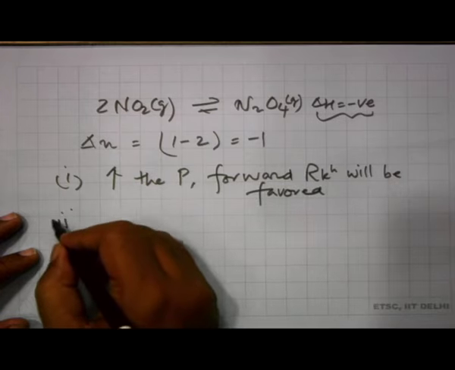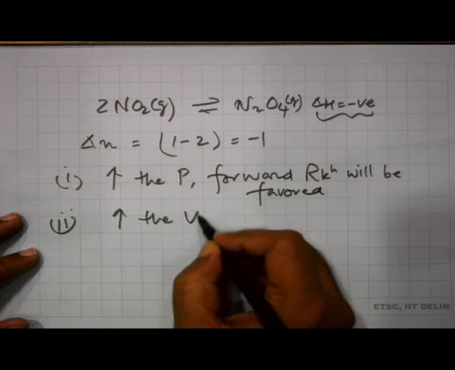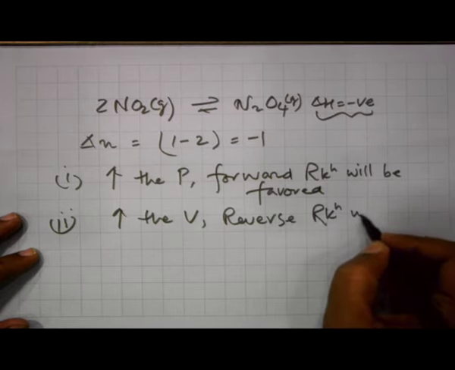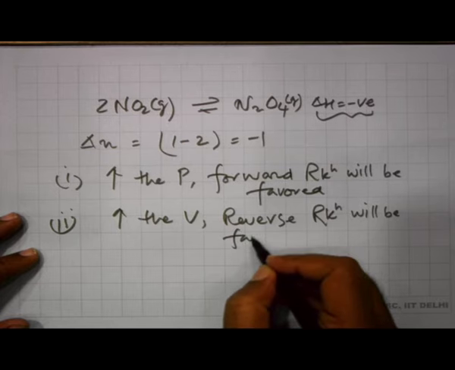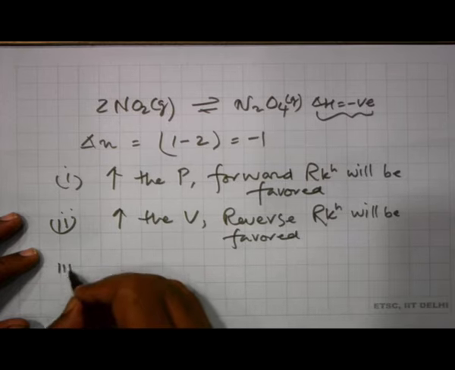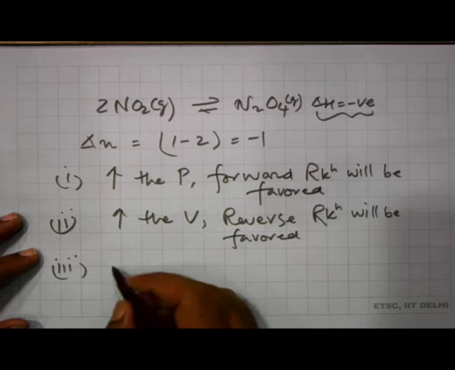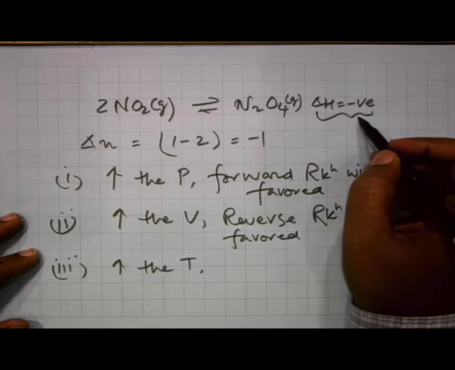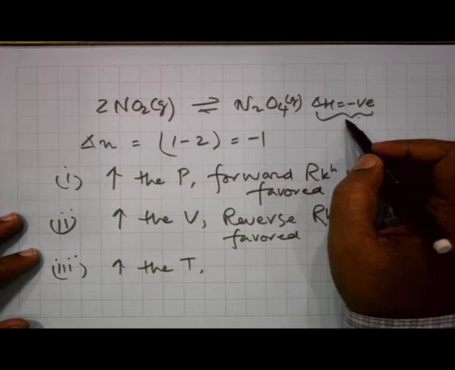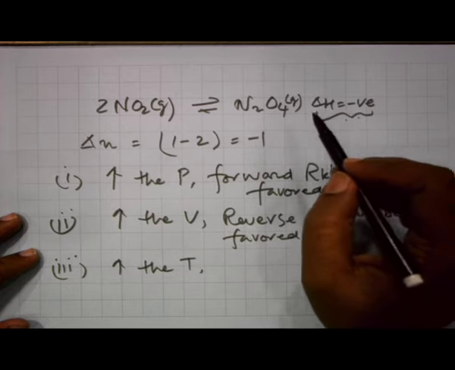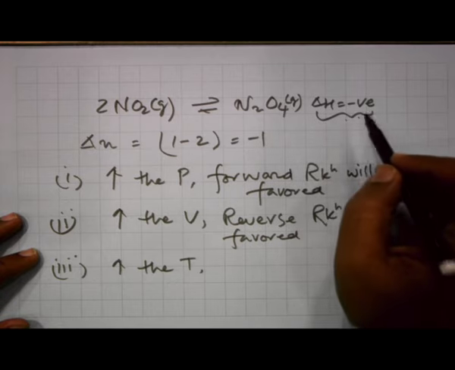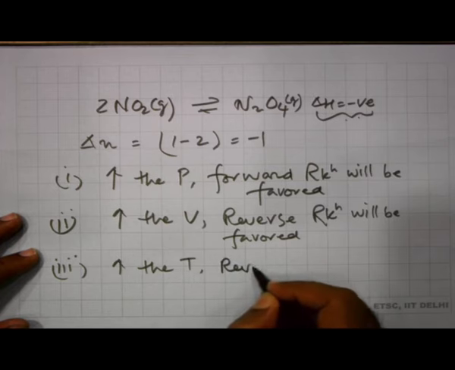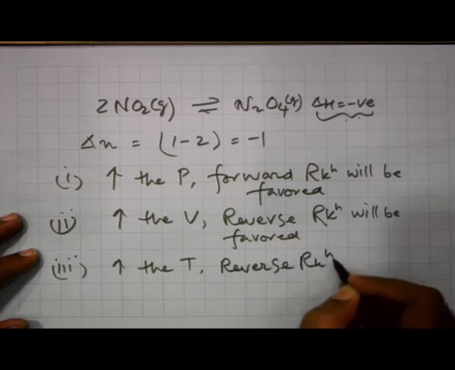If I increase the volume, reverse reaction will be favored. If I increase the temperature, now you see this is an exothermic reaction, and exothermic reactions are not favored at high temperature, they are favored at low temperature. So, the reverse reaction in this case will be favored.